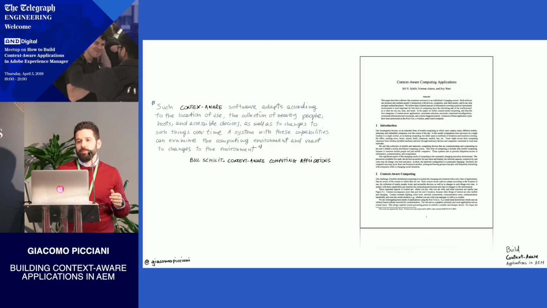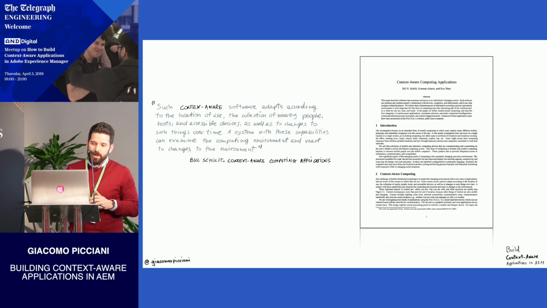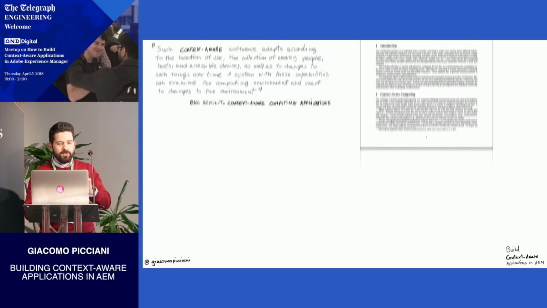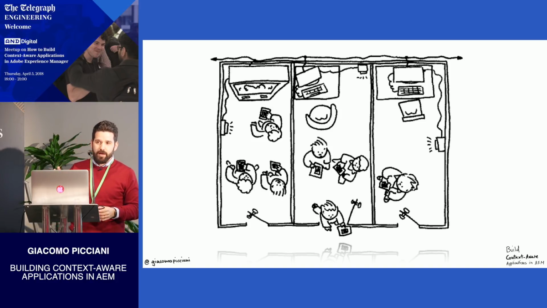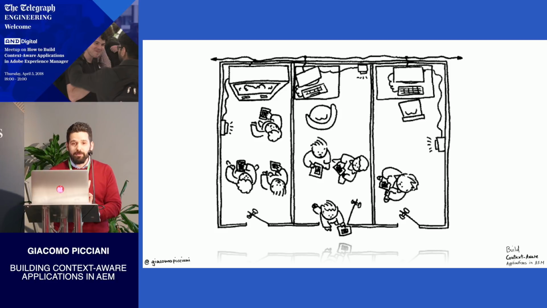In this paper, which I can share with you at the end of the presentation, he talked about how to create software that was able to adapt to a context. But he also talked about something else very important and interesting: he tried to define what a context is. This is one of the images from the paper. He said the context is defined by three main aspects. The first one is where you are. The second one is who you are with.